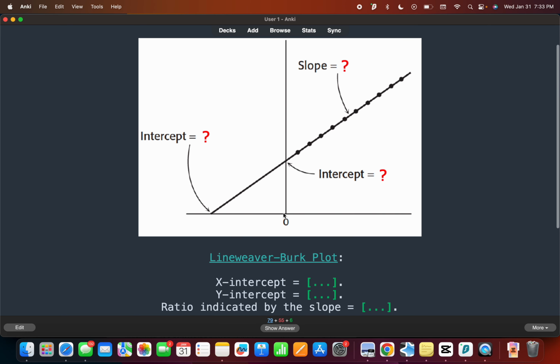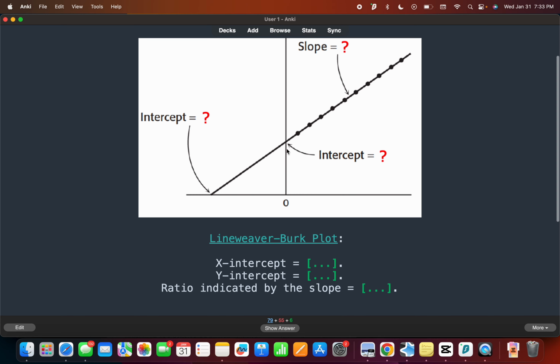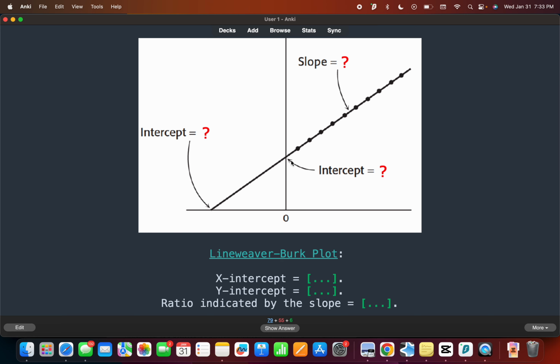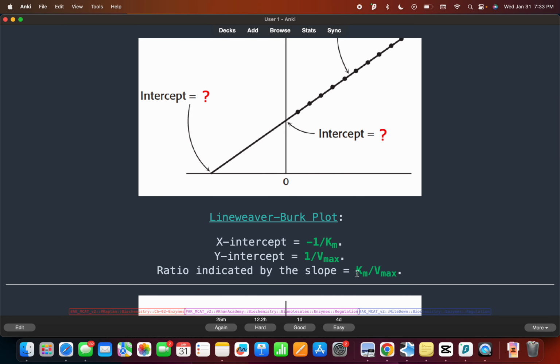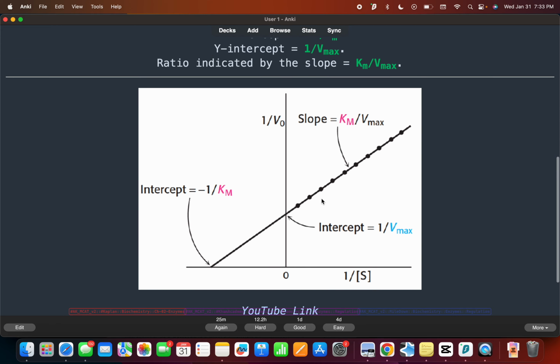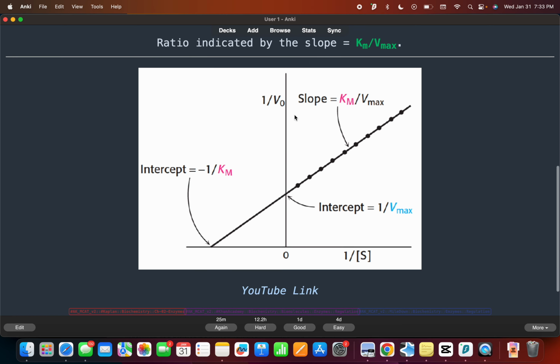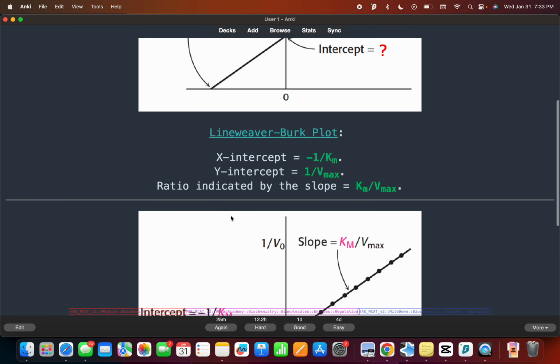Lineweaver-Burk plot. The x-intercept is 1 over s, the y-intercept is 1 over v. The ratio indicated by the slope is, so it's always y over x, right? So 1 over v over that, the other one is Km over v. Km over Vmax, nice. The intercept is minus 1 over Km. Okay.